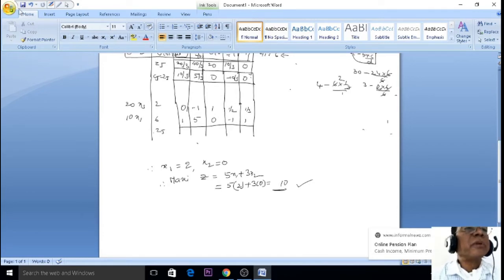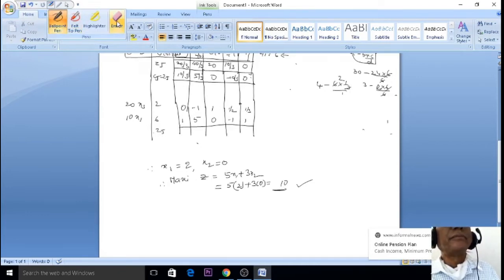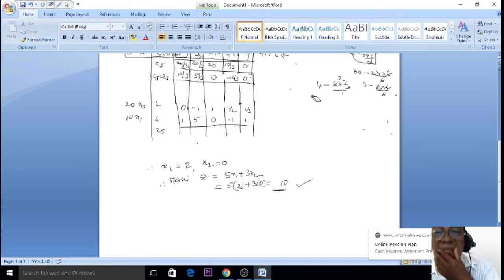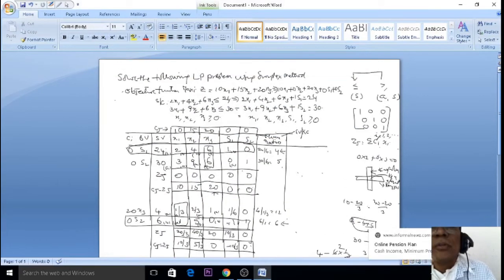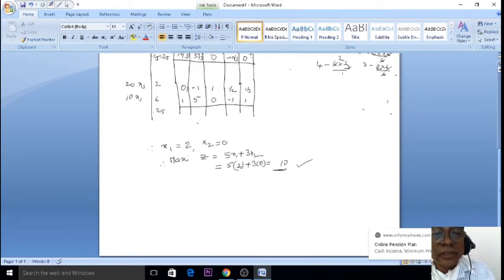Oh, in the previous problem, already I'll enter into the previous problem. Okay. Because the problem is, in the previous problem, where is the first?